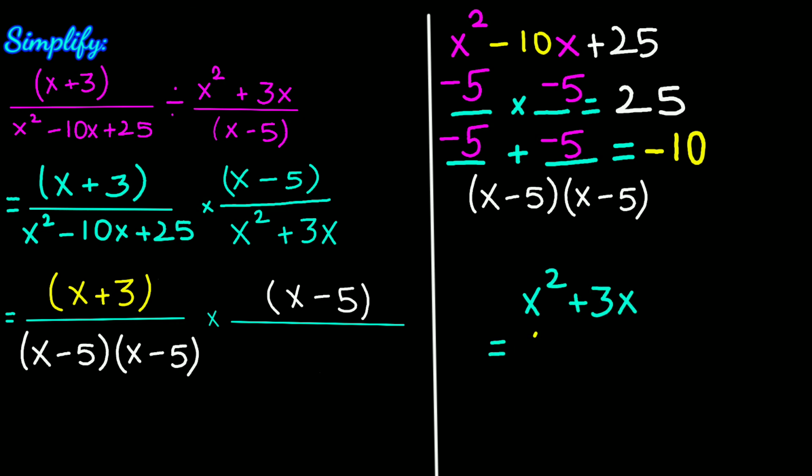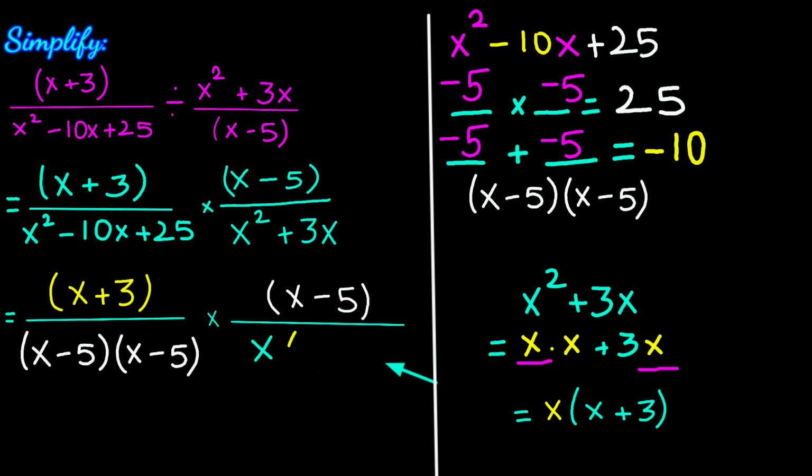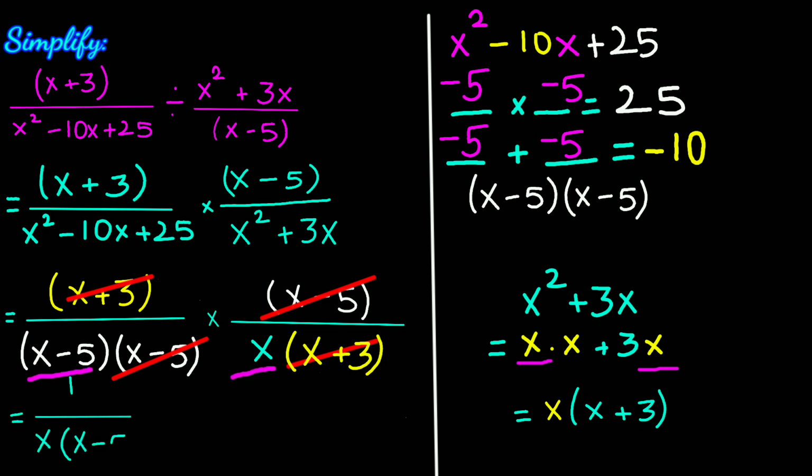Let's rewrite x square as x times x plus 3 times x. Let's take x as common. We have x times x plus 3. It's x times x plus 3. Let's cancel x plus 3 and x plus 3, and x minus 5 and x minus 5, equals 1 divided by x times x minus 5 is the answer.